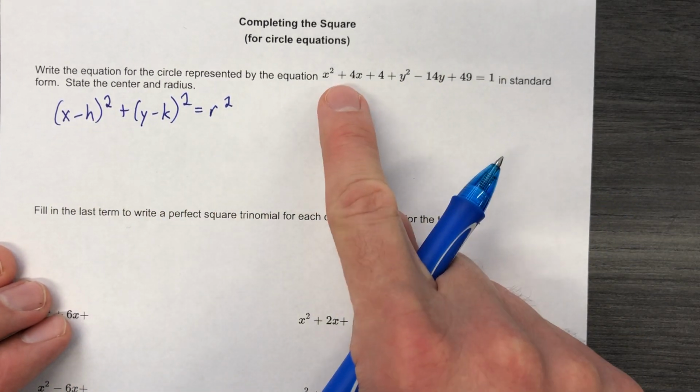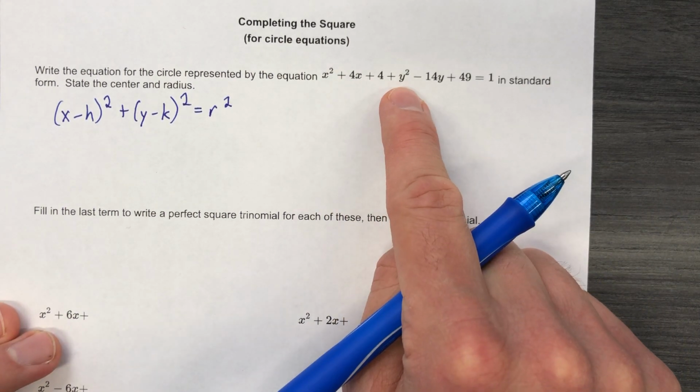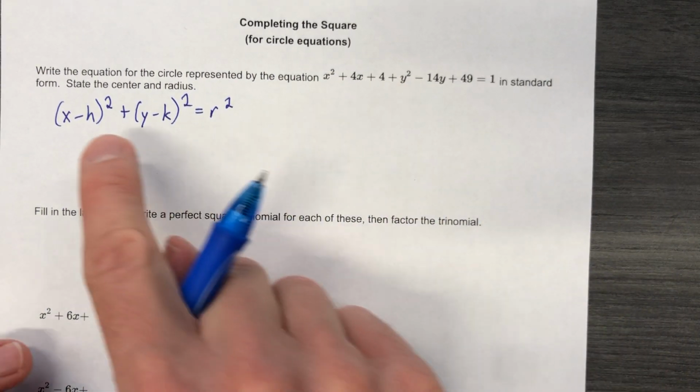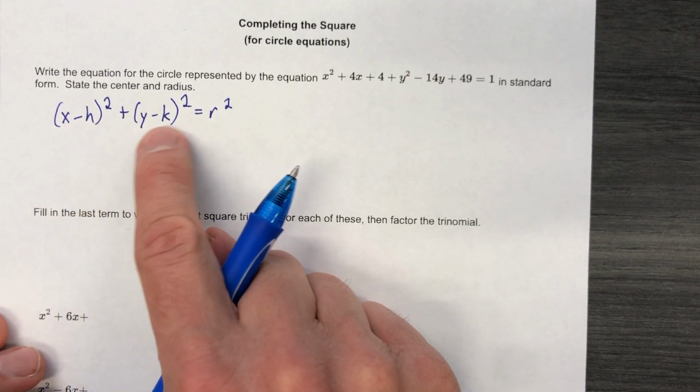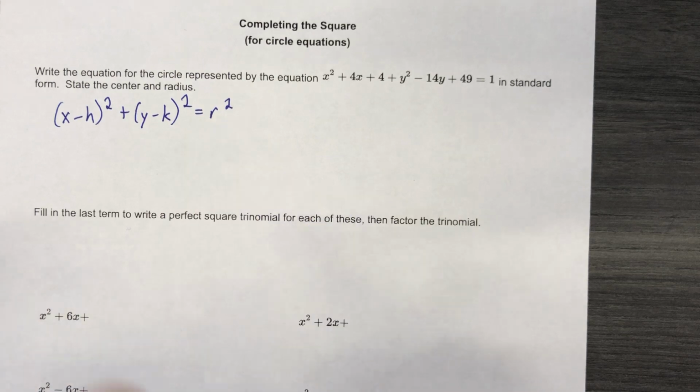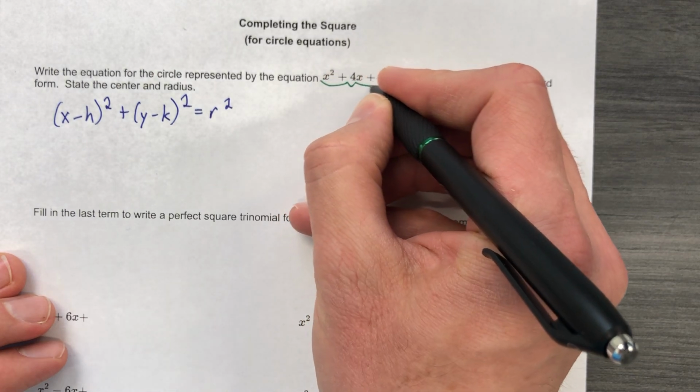Okay, so I need something squared. Now, don't be like, oh, you already have something squared. You have something else squared. Yeah, I hear you. But I need a binomial squared with an x, a binomial squared with a y, then a number on the other end. There we go. Okay, so let's group these right here.